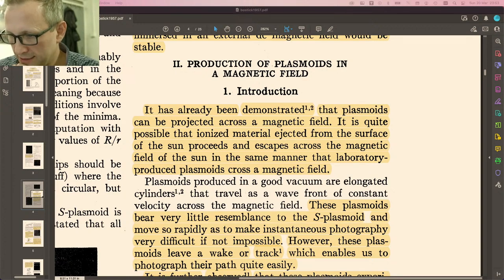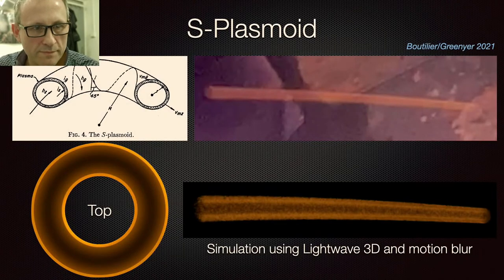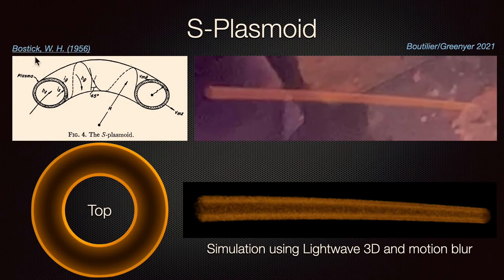And so I've taken here his diagram from Bostick, 1956-57. Okay, this is the S plasmoid, so that might need to be 1957. And this is the torus I had from my simulation with our double layer here. So this is the double layer here, and because this is a cross section, he's cut the donut in half, and we're kind of looking at it with a bit of perspective. Okay, this is looking at it top down, but I've not cut it in half, or you could say I've cut it in half, but it doesn't really matter.